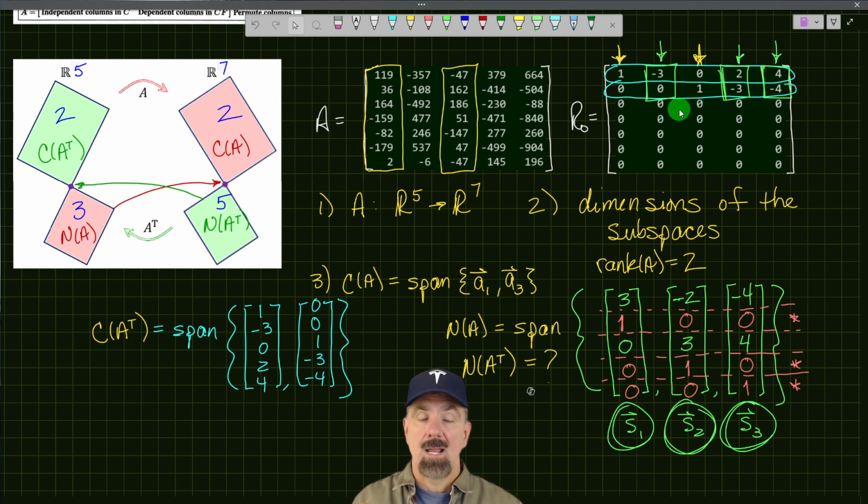MATLAB has a null command. Using the null command, we can find a basis for the null space. That's a very expensive computation. That involves finding the singular value decomposition, which is okay when we're going to use the information from the singular value decomposition, which is really valuable to us. But just to find null space vectors, that's a waste. And we would never do it that way.